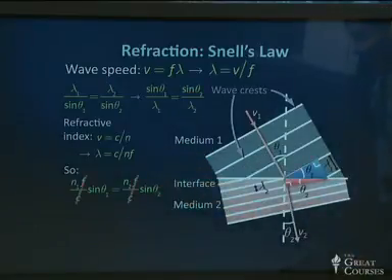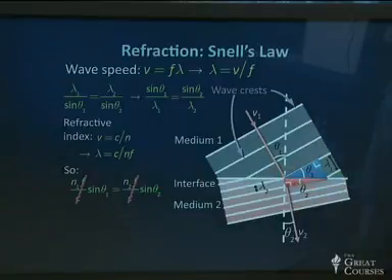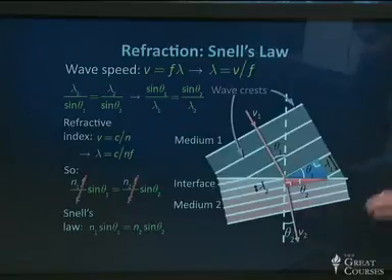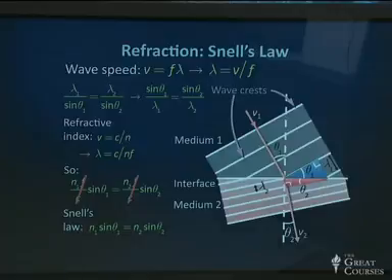And common to both of these are c and f, because again, the frequency doesn't change. The wavelength does, but the frequency doesn't. So that's in common. And consequently, we have Snell's law, n1 sine theta 1 equals n2 sine theta 2. And anyone who's taken any physics has seen that. There's where it comes from in the approximation of ray optics.